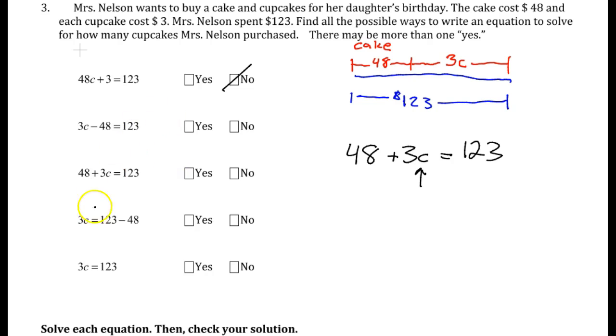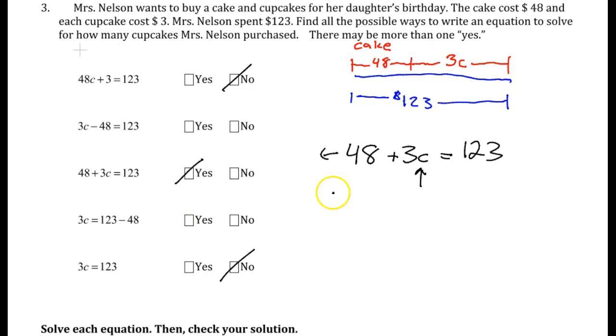Okay. And we can see maybe on the bottom one it says $3 for each cupcake equals $123, but they left out the $48 for the cake. So we know that can't be it. The rest of these all have the 48, the 3, and the 123, and we just have to match them up carefully. So I think what we have matches exactly here, right?